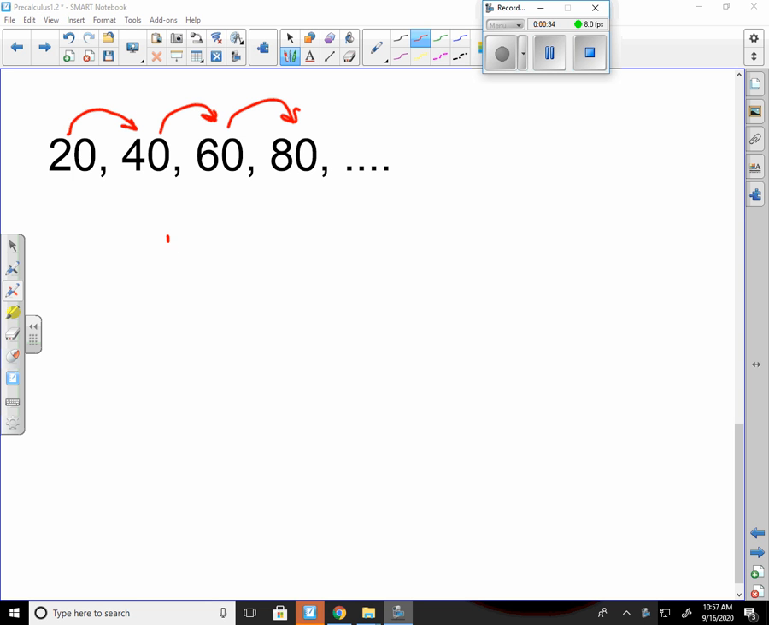And so u sub 1 is 20. I add 20 to get u sub 2, which is 40, and so on, and so on. So when I write my recursive formula, that's going to be u sub n equals u sub n minus 1 plus 20, because I'm adding 20 each time. Okay? Now, I can use this to find any term in the sequence.